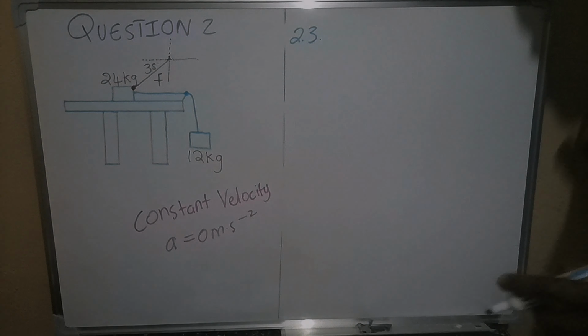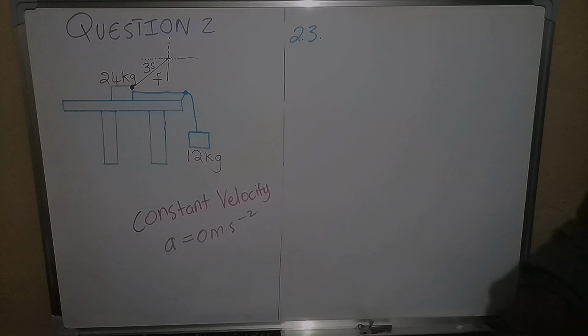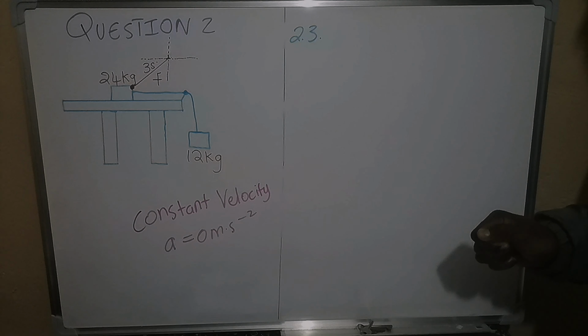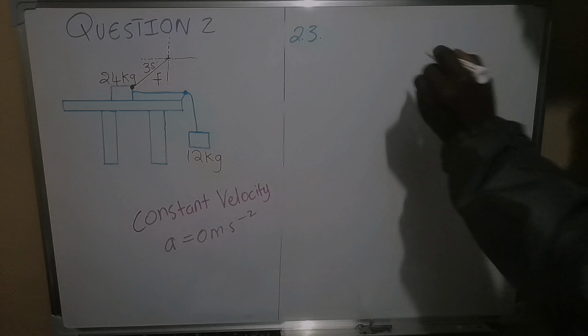We've got 2.3. 2.3 says, draw a fully labeled free body diagram for all the horizontal forces acting on the 24 kg block, for 3 marks. Which means I'm going to draw the free body diagram for all the horizontal forces acting.